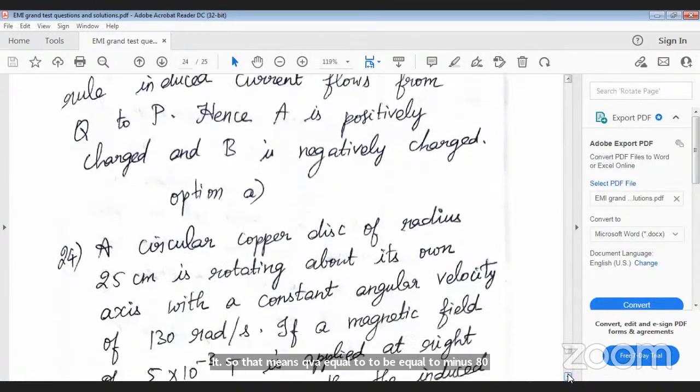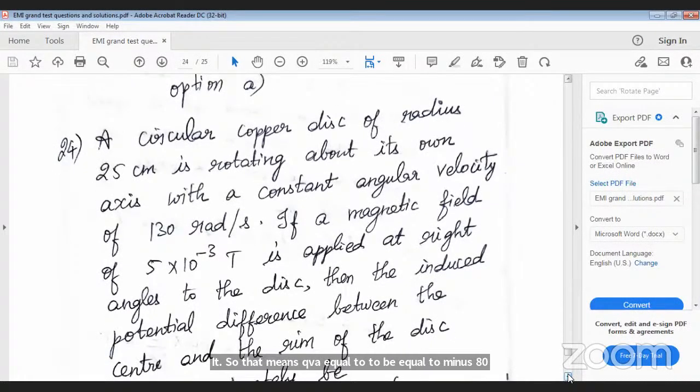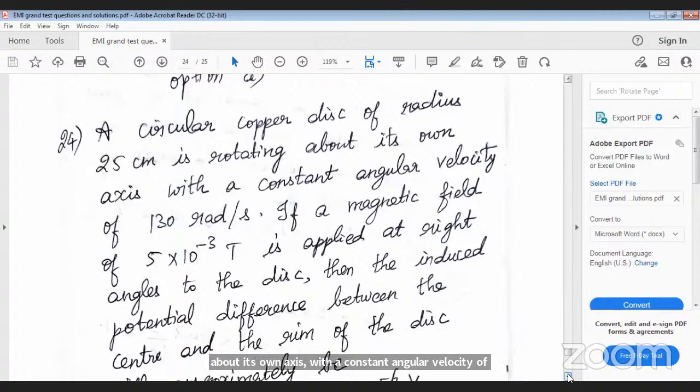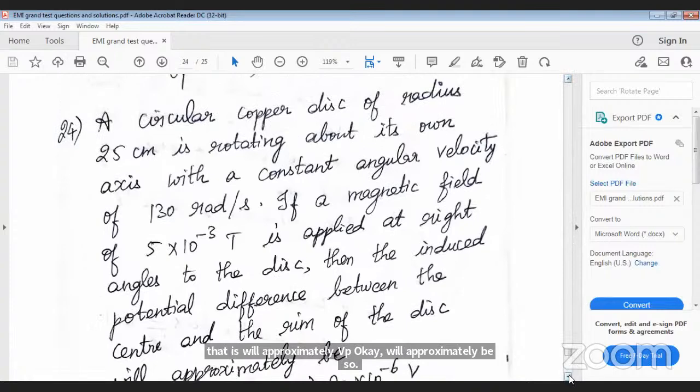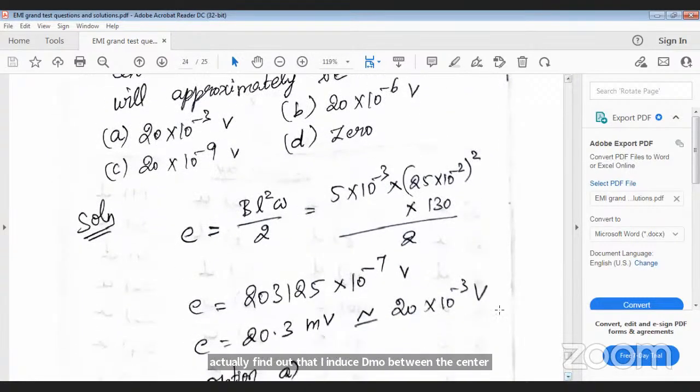And question number 24. The circular copper disc of radius 25 centimeters is rotating about its own axis with a constant angular velocity of 130 radians per second. If a magnetic field of 5 into 10 power minus 3 Tesla is applied at right angles to the disc, then the induced potential difference between the center and the rim of the disc will approximately be? I think we have already discussed similar problems. When a circular disc is rotating, we can find the induced EMF between the center and the rim. The same formula we need to apply here.